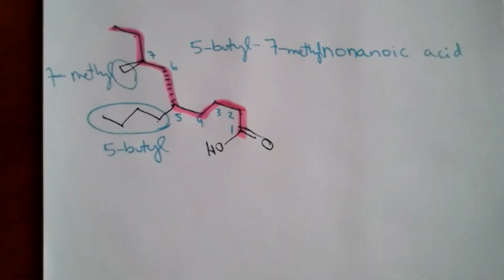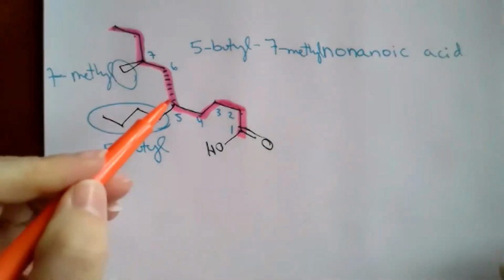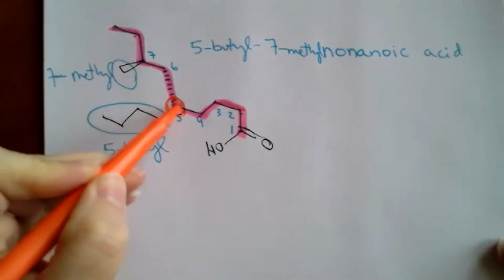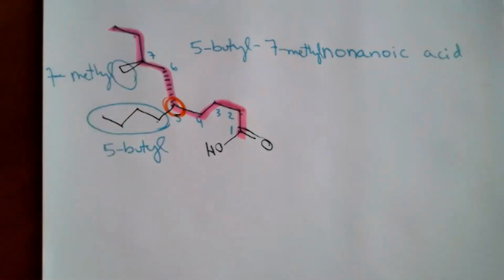And I say, burr, burr. Not yet. Because we have not named R's and S's. Around this carbon, that is an asymmetric carbon, is carbon number 5 R or is carbon number 5 S? I'll give you a second while you think about it.